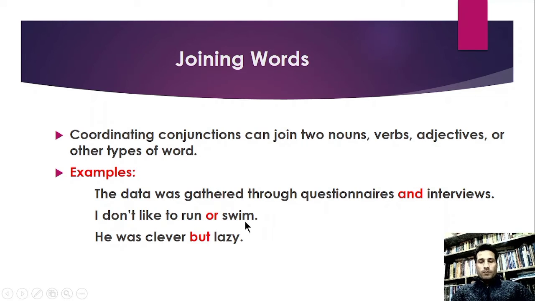Run and swim, they are two verbs and we join them with the help of or. He was clever but lazy. Clever and lazy, they are adjectives and we join them with the help of but. So on both sides we have adjectives here.